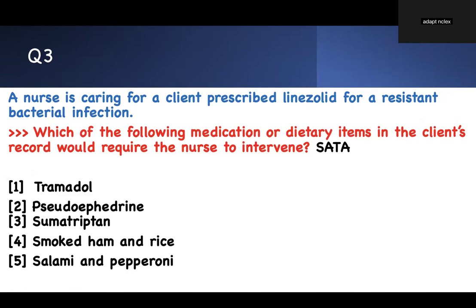Therefore, all these answers are right. Once again, the keyword is linezolid. You should avoid MAOI-like foods, which are high in tyramine, and you should not take anything that has serotonin in it.